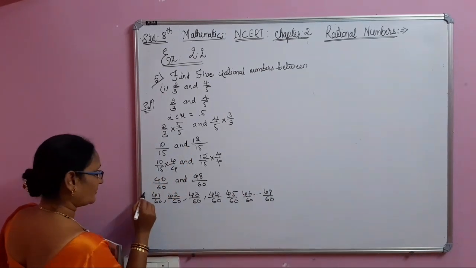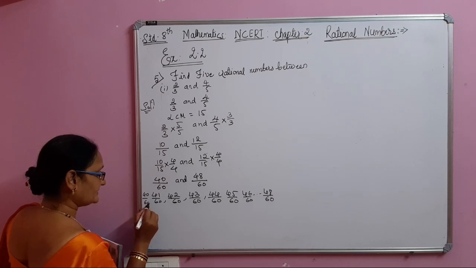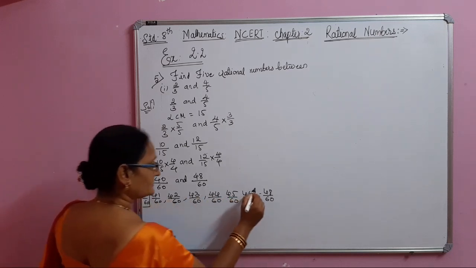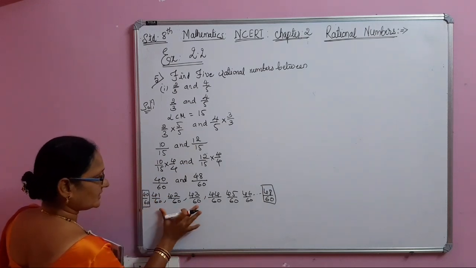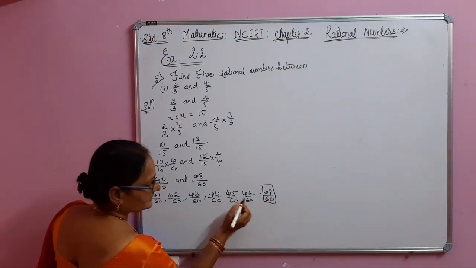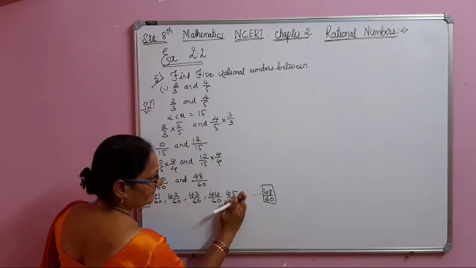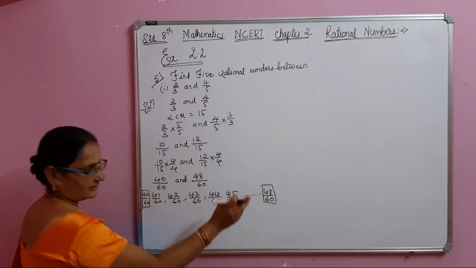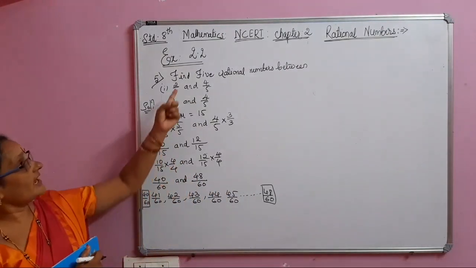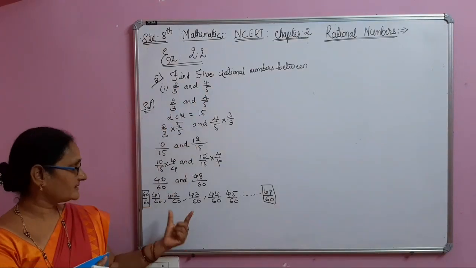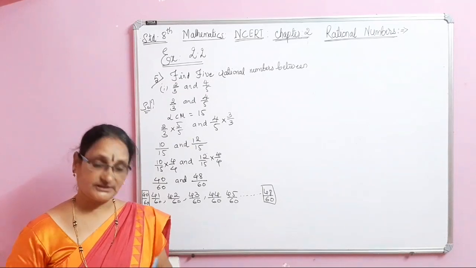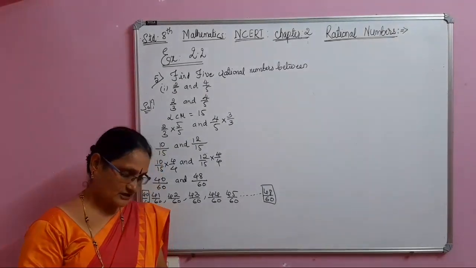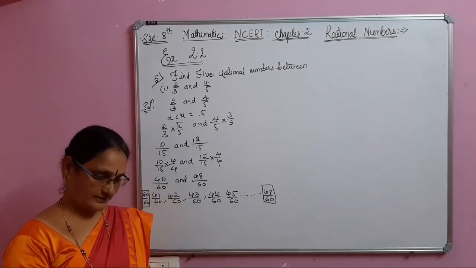And here from 40 by 60, this is given only. This also is given. In between these two, these are 5 rational numbers. Next ones we can get, but they asked us to find 5 rational numbers. These are 5, 3 plus 2, 5 rational numbers. This is not the method of finding the rational numbers between two rational numbers.